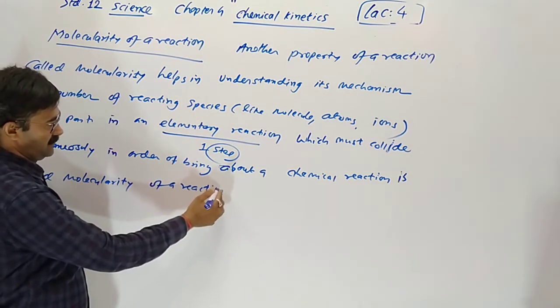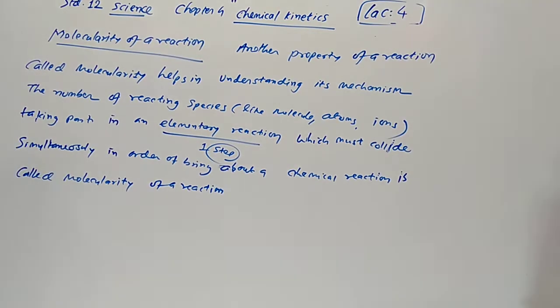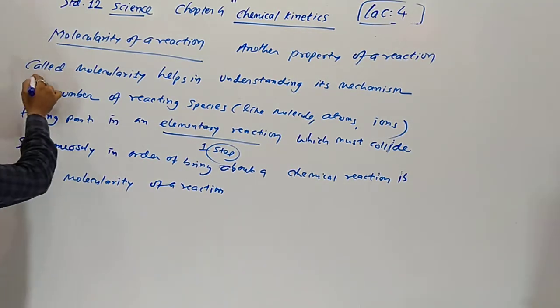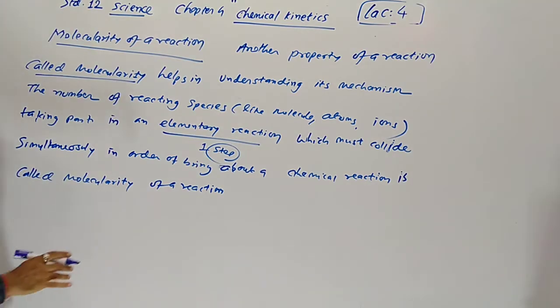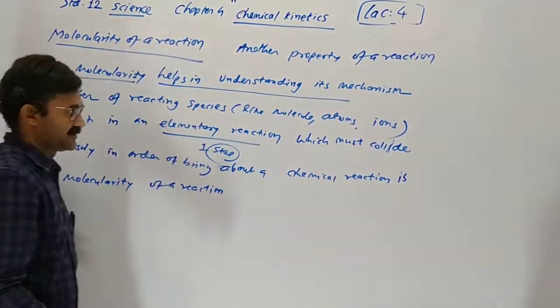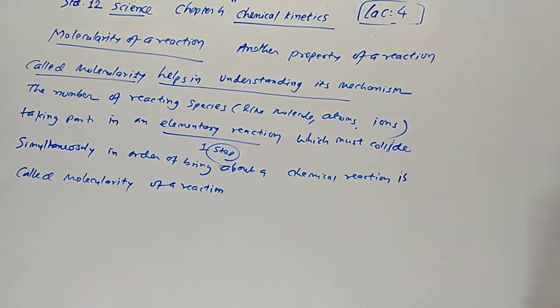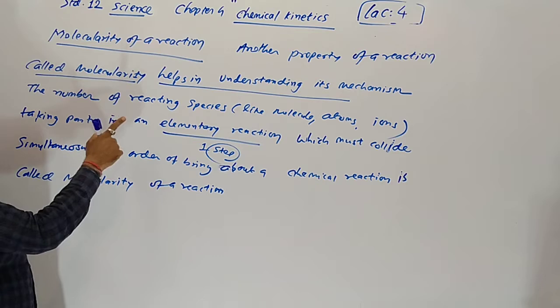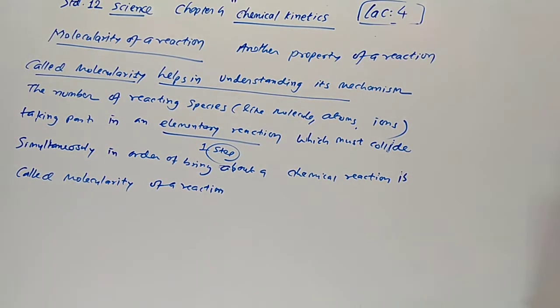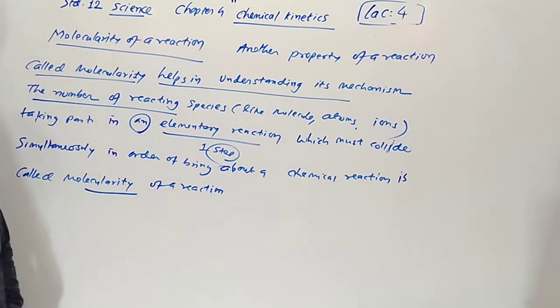Now one by one, listen. Another property of a reaction is called molecularity. What is molecularity? I am telling you. It helps in understanding its mechanism. The first property is the order of reaction, which gives information about the mechanism, how the reaction occurs. Another property is molecularity: the number of reacting species like molecules, atoms or ions taking part in an elementary reaction which must collide simultaneously in order to bring about a chemical reaction is called molecularity of the reaction.